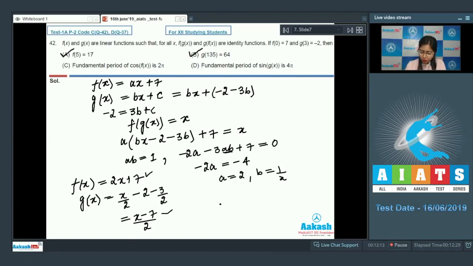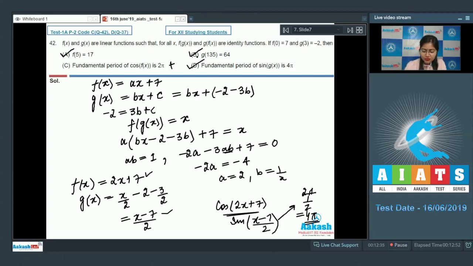And the fundamental period of cos of f(x), that is cos of 2x plus 7, its fundamental period will be pi. So, this is incorrect. And the fundamental period of sine of (x minus 7) by 2, its fundamental period will be 2 pi divided by 1 by 2, that is equal to 4 pi. So, option number D is also correct, which means that A, B, D are the correct choice.